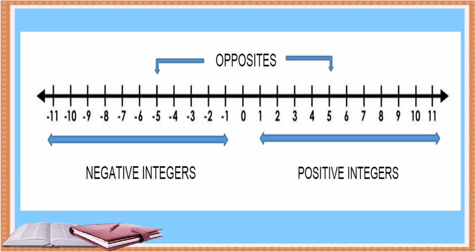Just take a look and study this number line. Again, number line composed of opposite numbers. We have negative integers on the left side of 0 and positive integers on the right side of 0.